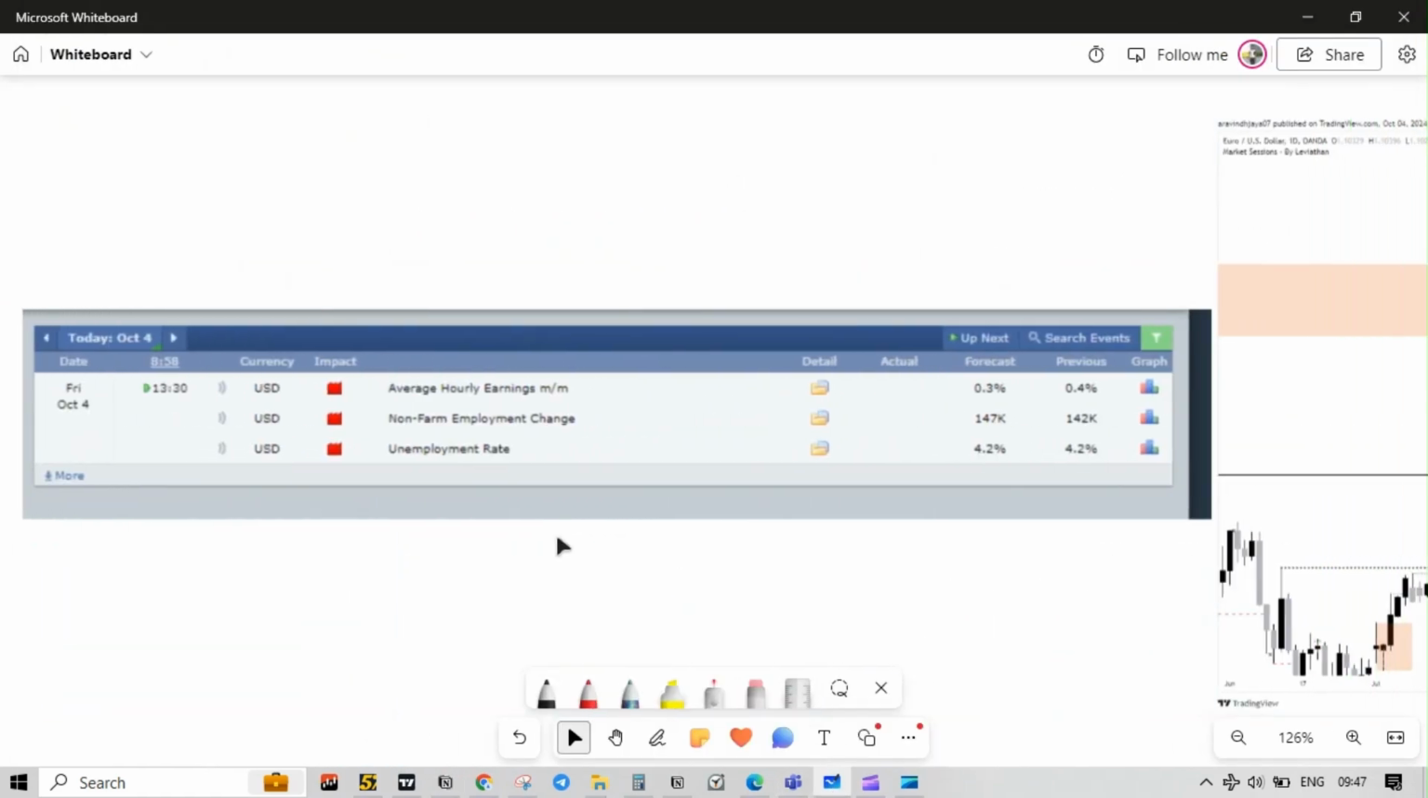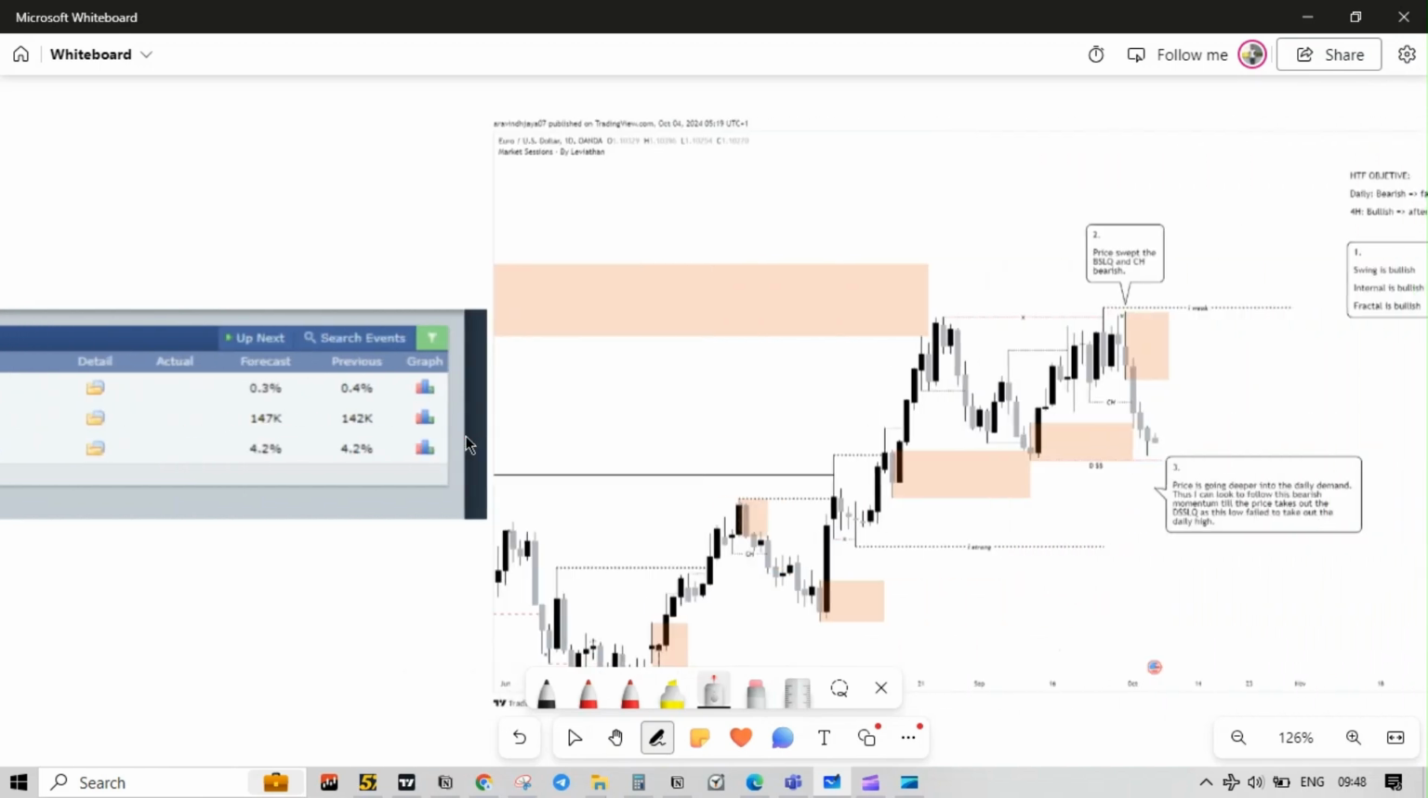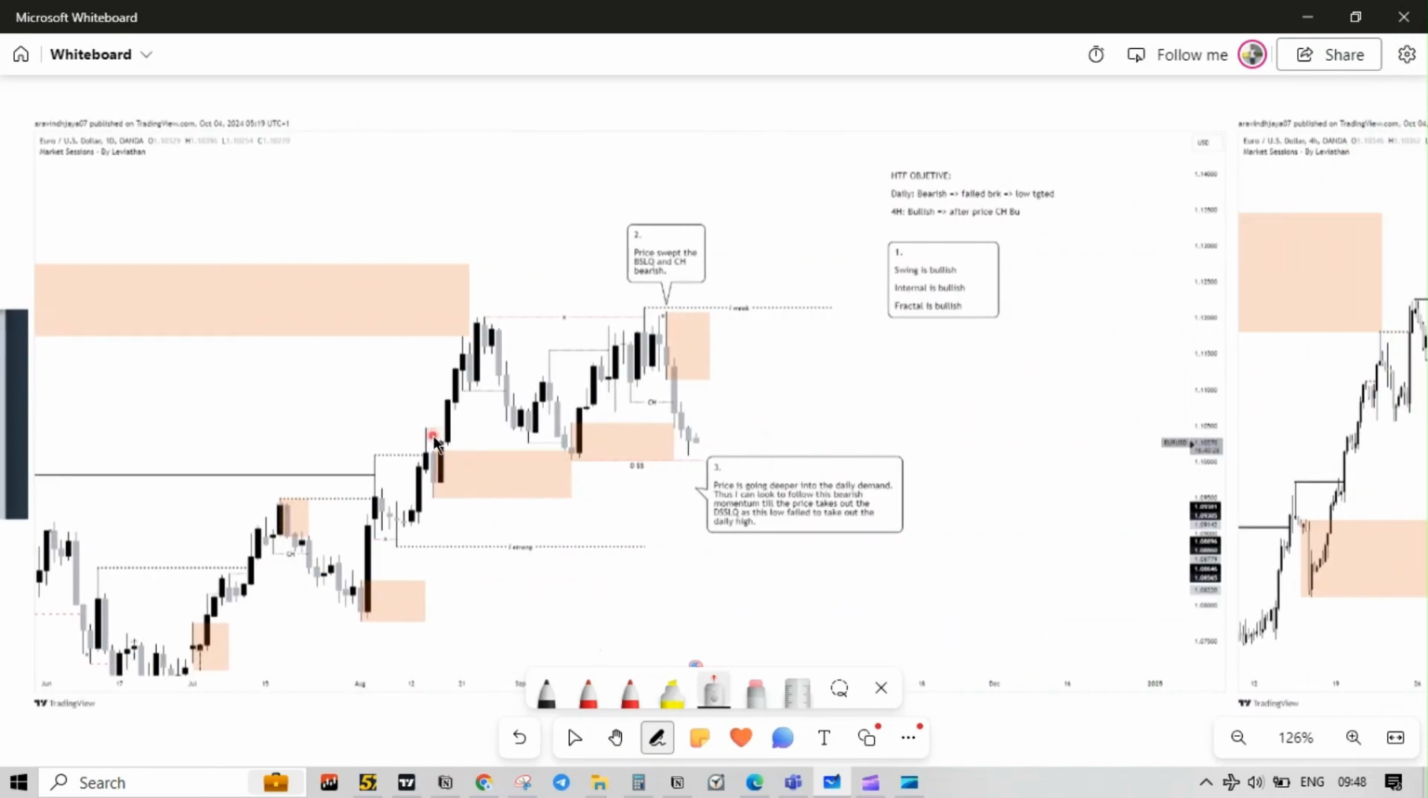Before going further, we need to first identify the fundamentals before proceeding into the session analysis. It is very crucial. So at 13:30, we had three red folder news, and all of them could cause a high impact in the forex market. NFP and unemployment rate, those are the high impact news.